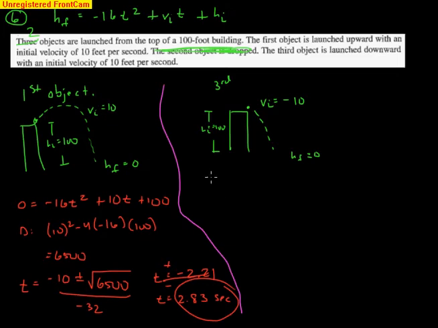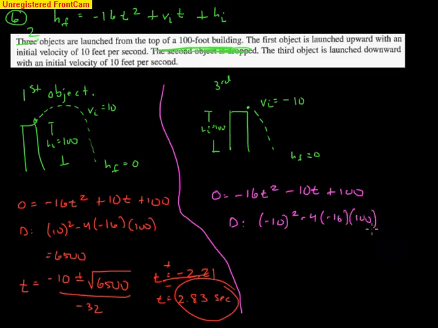So this time we'll fill in the equation here. We have 0 equals negative 16t squared, now your velocity is negative, minus 10t plus 100. All right. The discriminant, now notice the only thing that changed is the negative 10, so your discriminant should not change. Because when you square that negative 10, it still becomes 100. Right? It still becomes positive, so your discriminant will not change.